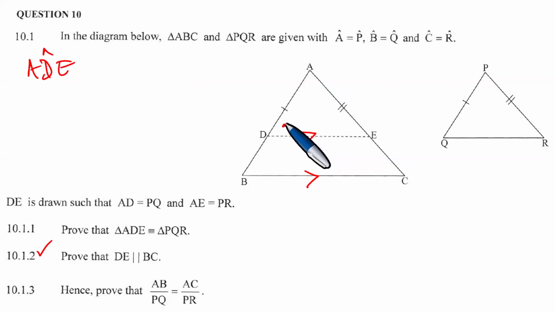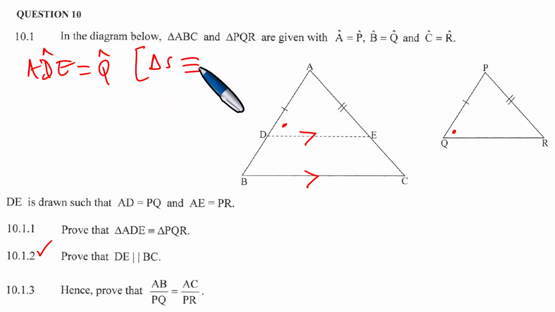Angle ADE, this angle here, is equal to the angle Q. Why is this the case? Because the triangles are congruent. Moreover, therefore, corresponding angles are equal.